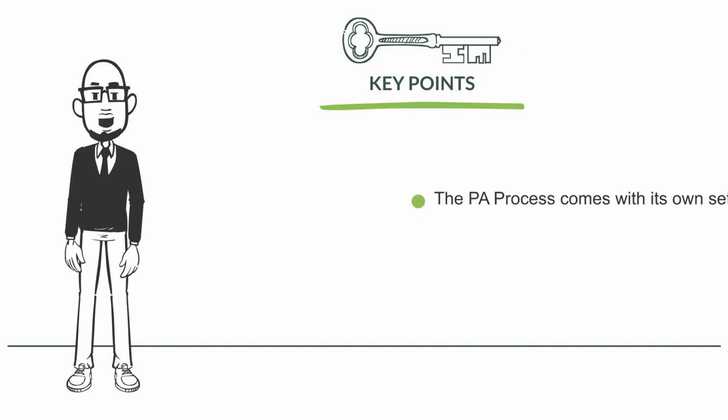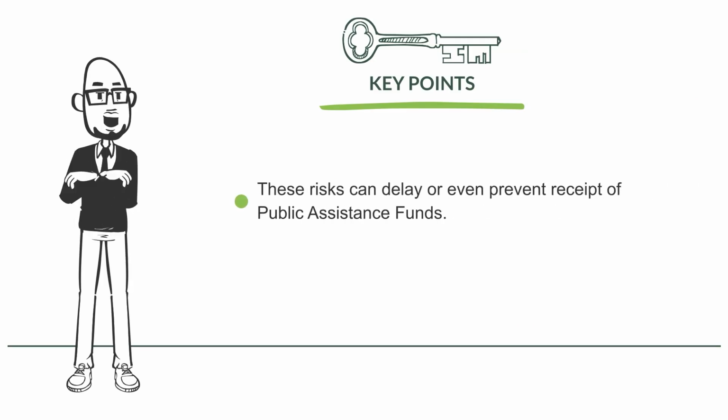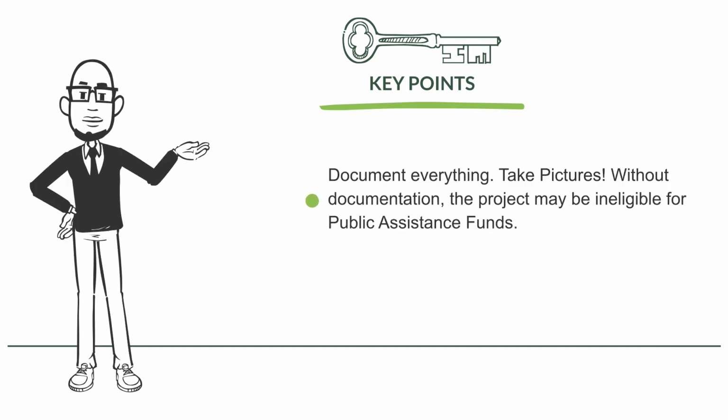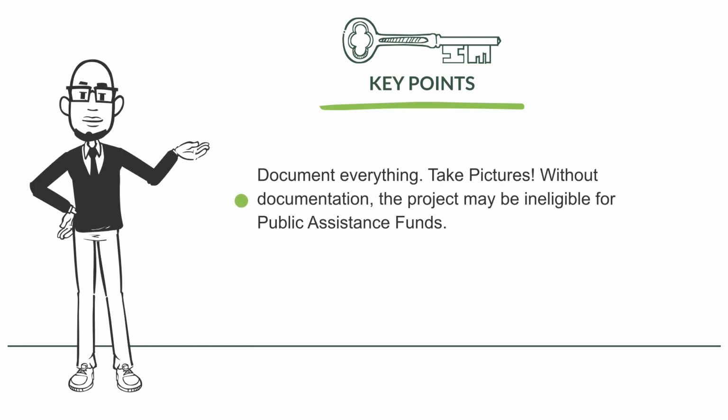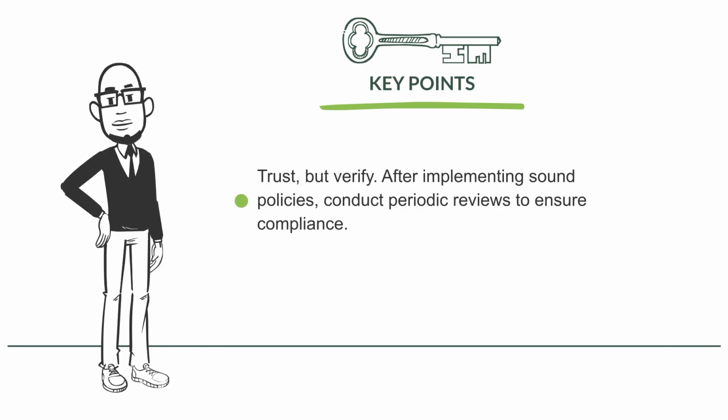Key points. The PA process comes with its own set of risks. These risks can delay or even prevent receipt of public assistance funds. Document everything. Take pictures. Without documentation, the project may be ineligible for public assistance funds. Trust, but verify. After implementing sound policies, conduct periodic reviews to ensure compliance.